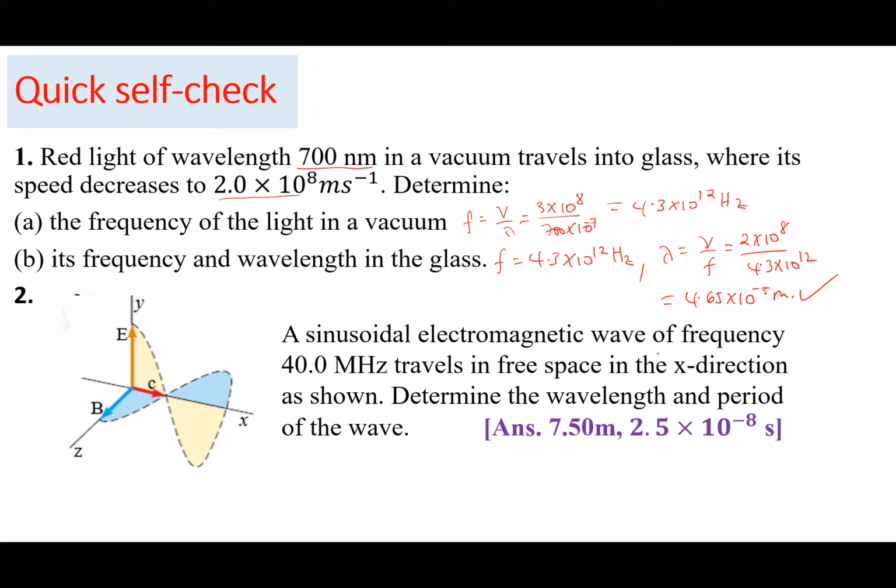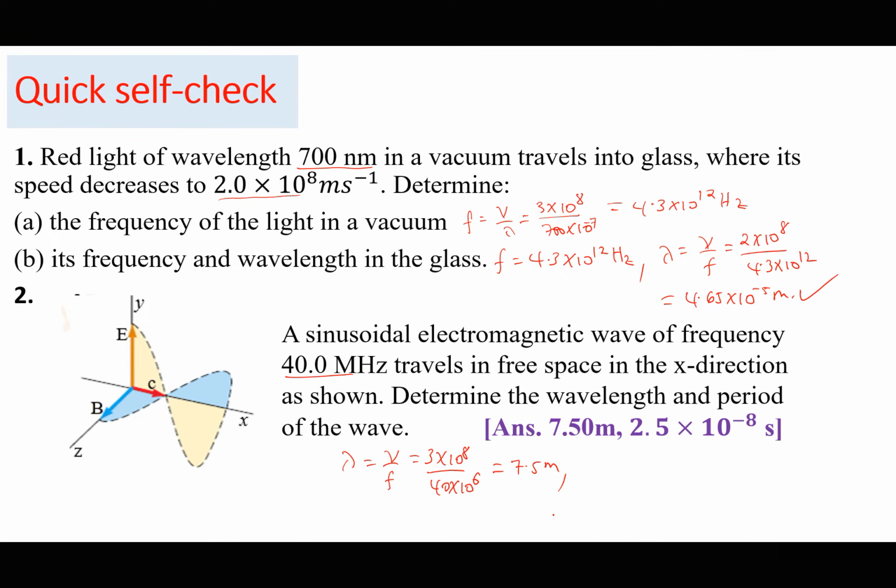A sinusoidal electromagnetic wave of frequency 40 megahertz travels in free space in the x direction as shown. Determine the wavelength and the period of the wave. So wavelength is going to be v divided by f. v is 3 times 10 to the power of 8 divided by f, which is 40 times 10 to the power of 6. So 3 exponent 8 divided by 40 exponent 6. So this gives you 7.5 meters.